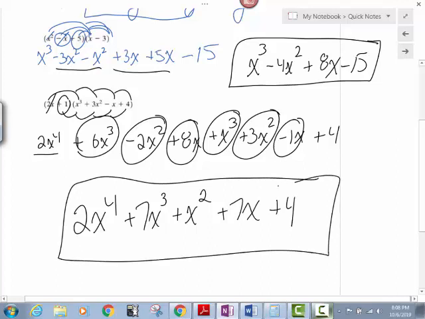That is section 4.5. Again, it's called special products, but I want you to understand we're really just using the distributive property here and doing these problems, right? Okie dokie. Hope it makes sense.